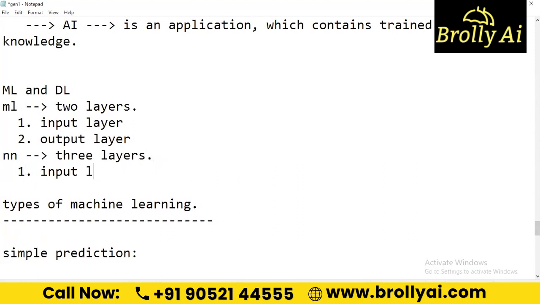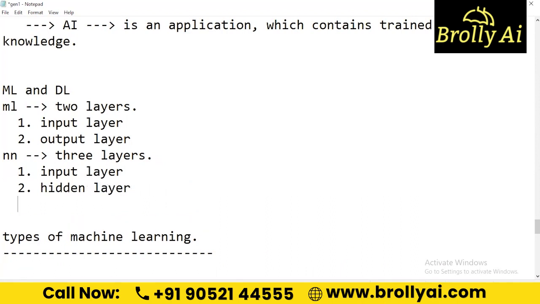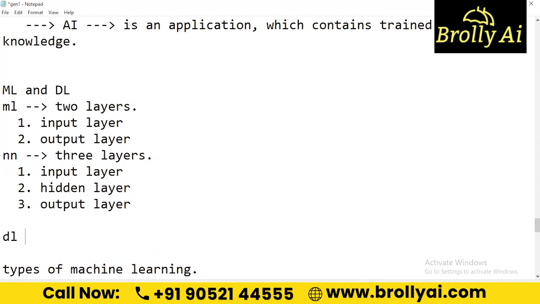Number 1, input layer, as usual. Always the first one should be the input layer. Second, hidden layer. Third, output layer. In deep learning, more than 3 layers.